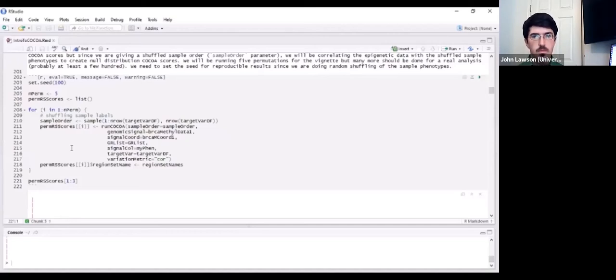We also have a method in our package to use a small number of permutations, so hundreds or 1,000, to estimate p-values. There are some caveats with that method, and you can read more about that in our preprint of COCO.